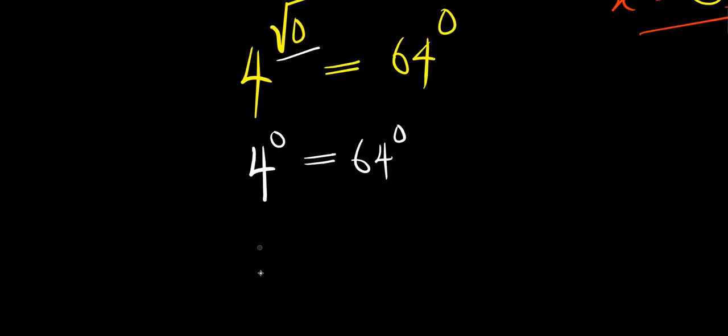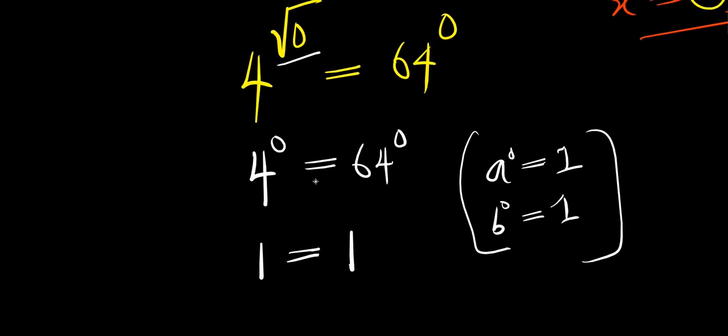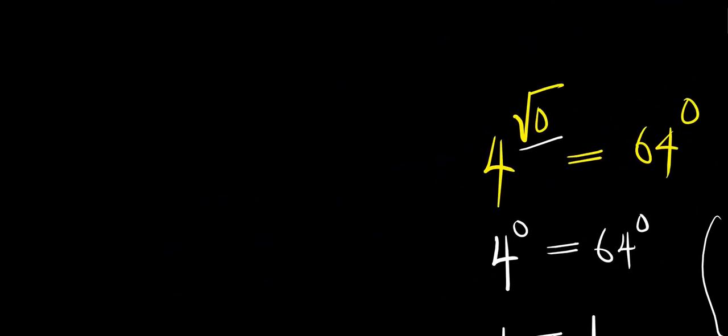4 to the power of 0 is 1 here. Equals 64 here to the power of 0 is 1. In fact, any number or alphabet raised to the power of 0 is 1. So guys, this is it. This is how you verify. That means 0 has proven to be correct. Let's consider when x equals 1/9.